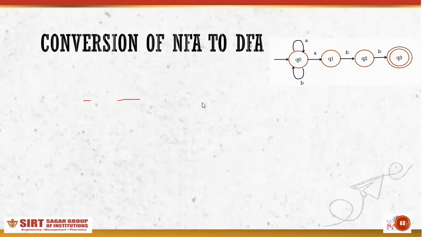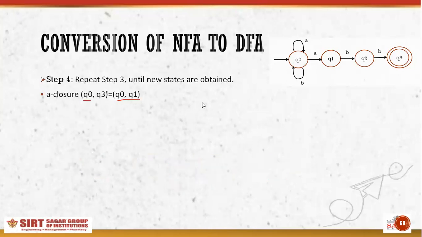Now this step will be repeated again. So A closure of Q0, Q3 will be Q0, Q1. How? Q0 on getting A as input, as you can see, will be giving us Q0 and Q1. So I have written here Q0, Q1. And on giving A to Q3, I'm getting nowhere because there is no outgoing transition from Q3. So the answer will be Q0, Q1 itself.